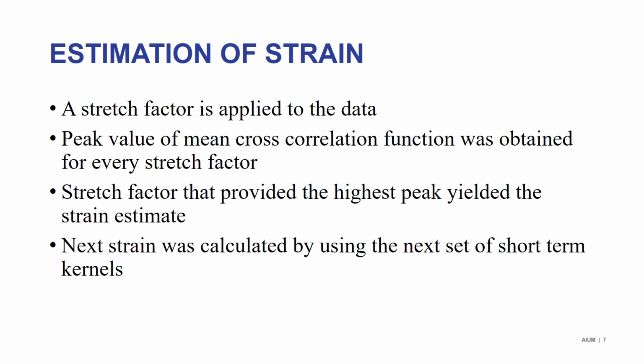We estimate strain using adaptive means. A stretch factor is applied to the data and we stretch the post-compression signal temporarily using that stretch factor. We repeat the steps of short-term cross-correlation using the pre-compression signal and the stretched post-compression signal. And then we calculate the peak obtained from the new mean cross-correlation function. In this way, different stretch factors are applied to the data based on adaptive means. The peak of the mean cross-correlation function is calculated for each stretch factor, and the stretch factor that yields the highest peak is used to estimate strain. We calculate the next strain by using the next set of short-term windows.